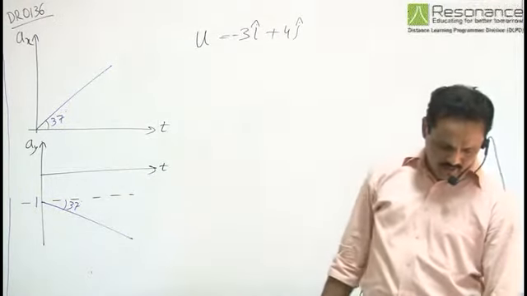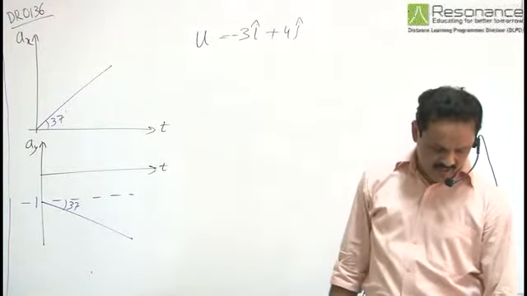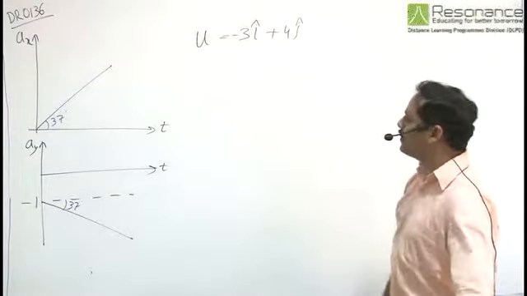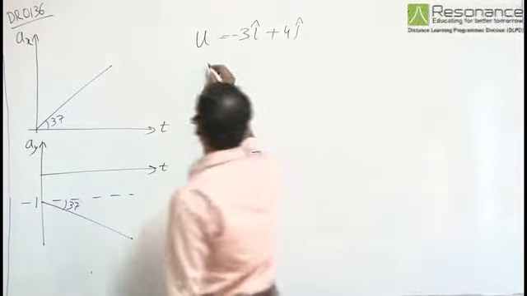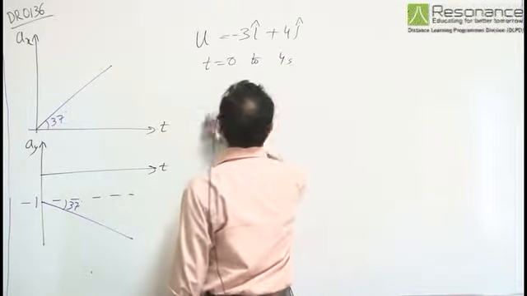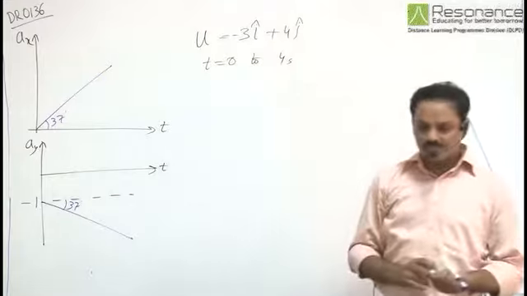Now we need to find the total work done by the resultant force on the particle in the interval from t equal to 0 to t equal to 4 seconds. So between t equal to 0 to 4, we need to find the work done by the forces.